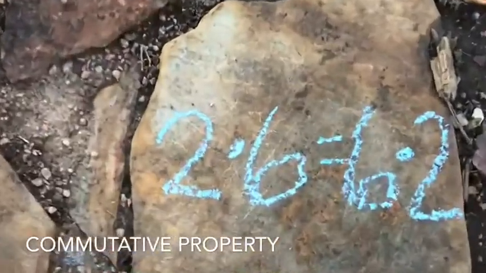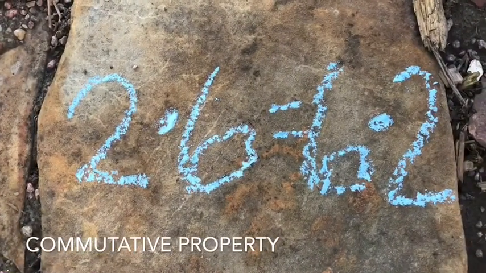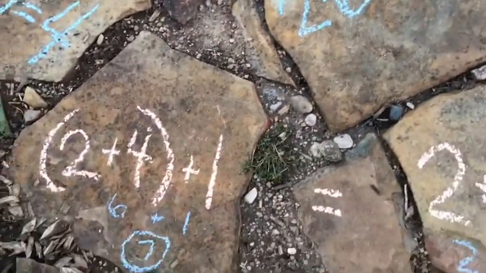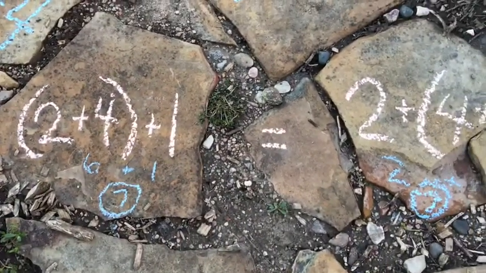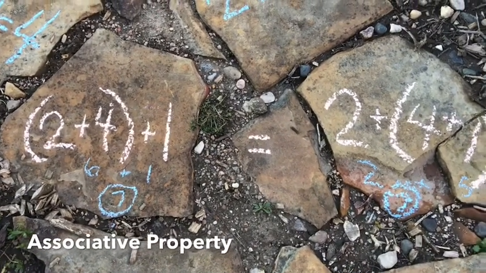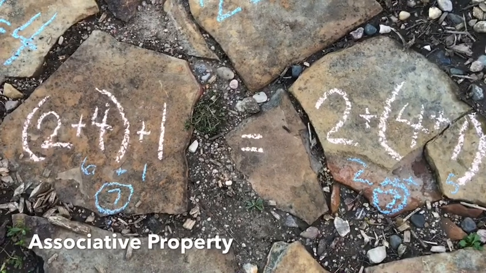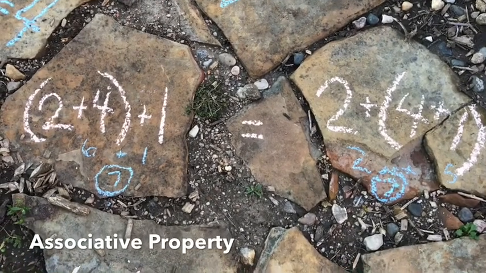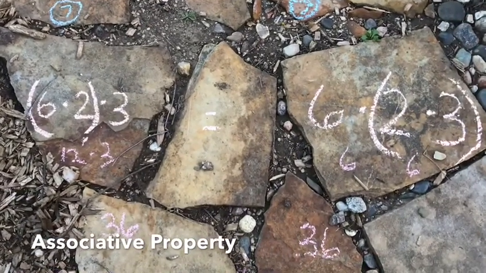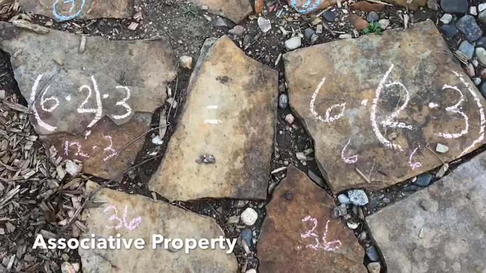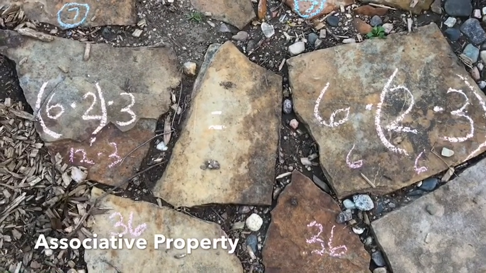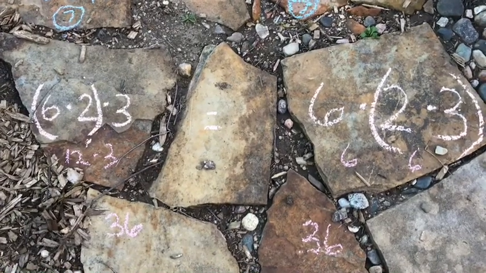Oh, and look here. This is the commutative property of multiplication. Wow, I bet these are all the properties. There's the associative property of addition. 2 plus 4 plus 1 is the same as 2 plus 4 plus 1. 6 plus 1 is equal to 2 plus 5, both 7. Oh, cool. And here's the associative property of multiplication. 6 times 2 times 3 is equal to 6 times 2 times 3. 12 times 3 equals 6 times 6, both 36.